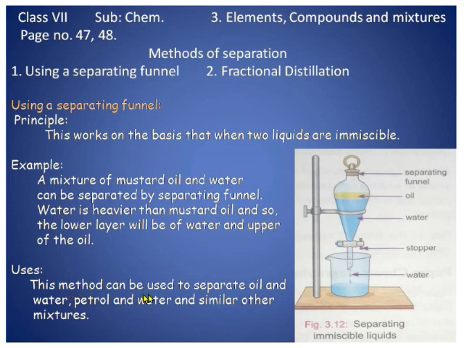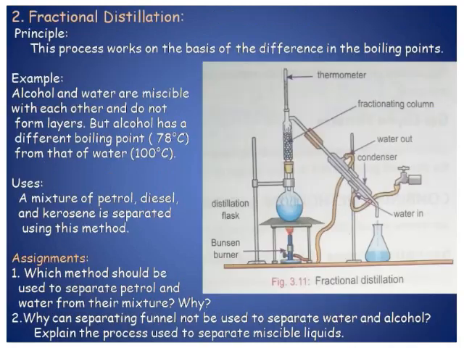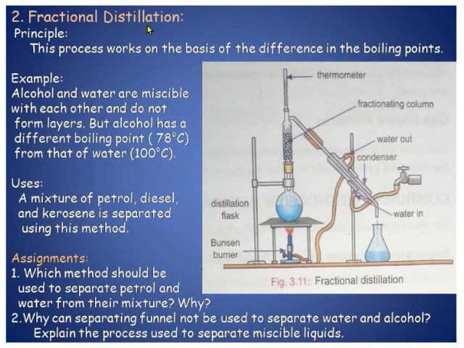This method is used to separate oil and water, petrol and water, and similar other mixtures. But students, how can you separate the liquid constituents when they mix with each other? When the liquids are miscible with each other, we use another method, that is fractional distillation. The principle of this method is that it works on the basis of difference in the boiling points. So, how do we use the difference in boiling points to separate the liquid constituents in a mixture?